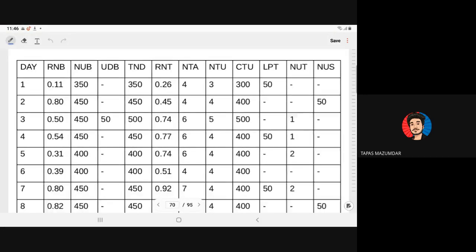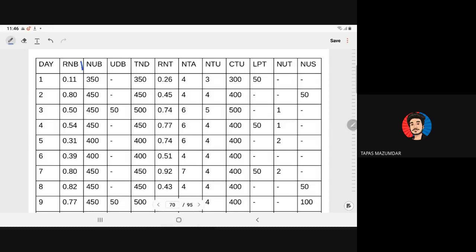So the random number for the truck, we have taken from page A58, row number 11. Here the random number for the truck we have taken from page A59, row number 25, column number 3.